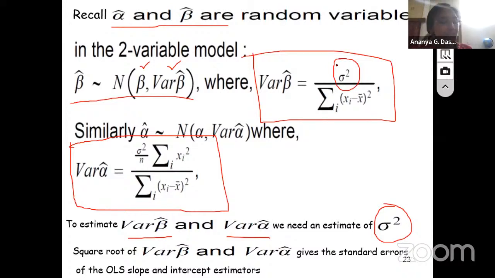Okay, so once you've got an estimate of all of those, you've got an estimate of the variance of beta hat and the variance of alpha hat, and the square root of those gives you the standard errors of the OLS slope and intercept estimators, which in turn are used for hypothesis testing. Here I'm not going into details of any of this because I'm assuming that you have some basic background of hypothesis testing, but if you have any questions, please ask.